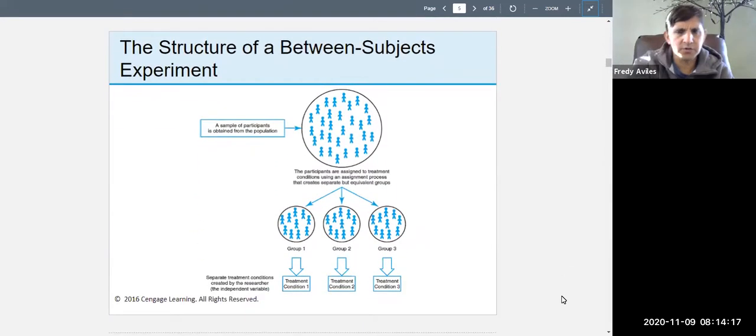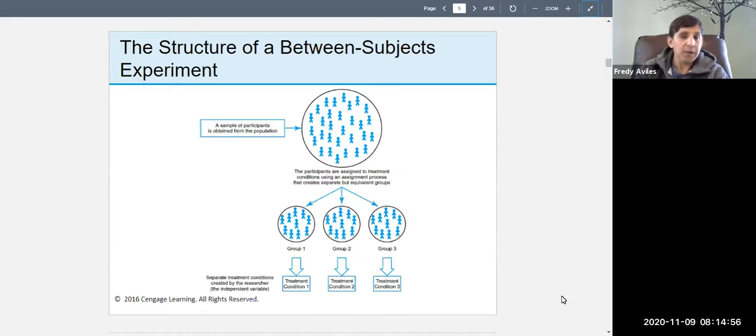And here's a visual to help you understand this. Okay, and this makes it very clear. So you have a sample. So the circle there at the top, right? That's a sample of participants. Okay, that's obtained from the population. So let's say you have a population of people from which you obtained a group of people that are going to be in your experiment. That's your sample. And then that sample is broken up into three separate groups. Group 1, Group 2, Group 3. There's different participants in each group. And you're going to obtain scores for each group.